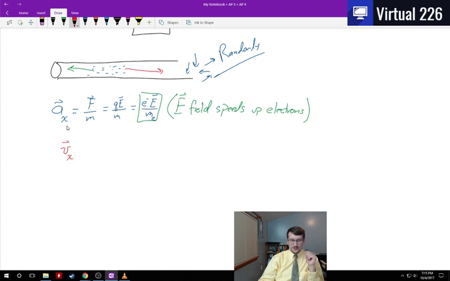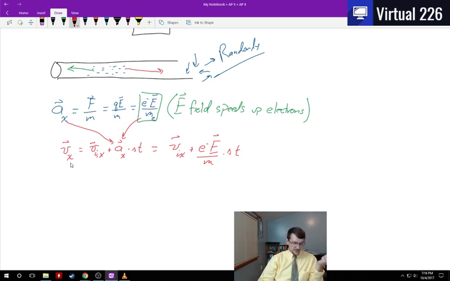Okay? If we wanted to find the velocity of any of our electrons, we could say the velocity in the x direction, simply because we're going in the x direction, is equal to some initial x velocity plus an acceleration in the x direction, which is really this, times some change in time. Okay? If we do that substitution, we see that it's V_ix plus E over M times some amount of time. Okay? That equals our x velocity at any point in time.